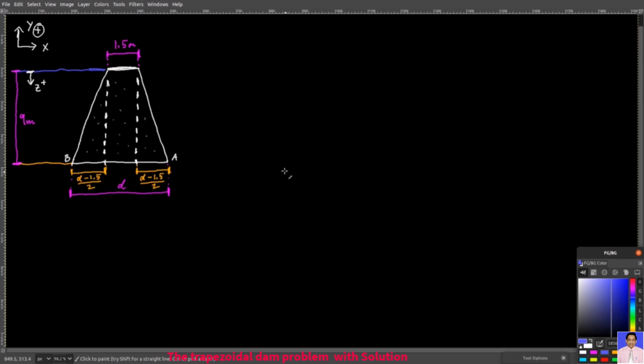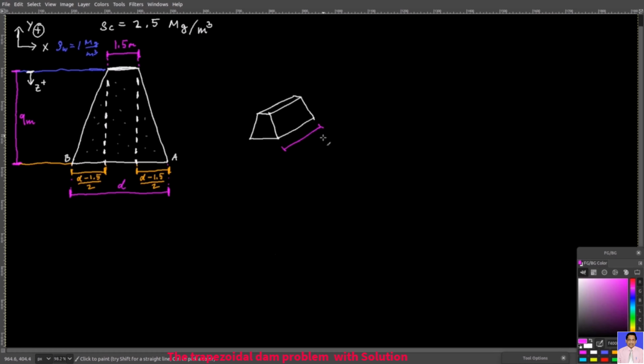Welcome back. I have another gravity dam exercise here. Again, it's made of concrete and it's symmetric about the vertical axis. So it's symmetric about this axis here. The density of the concrete is 2.5 megagrams per cubic meter. The density of water is 1 megagram per cubic meter. Now this dam has a width, and this width is 8 meters.